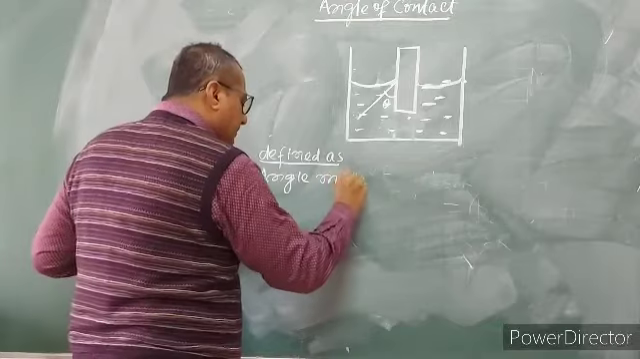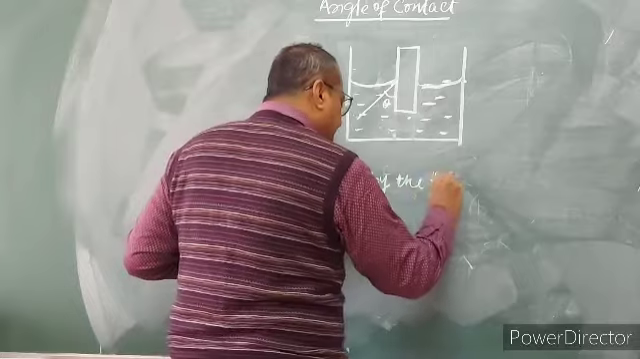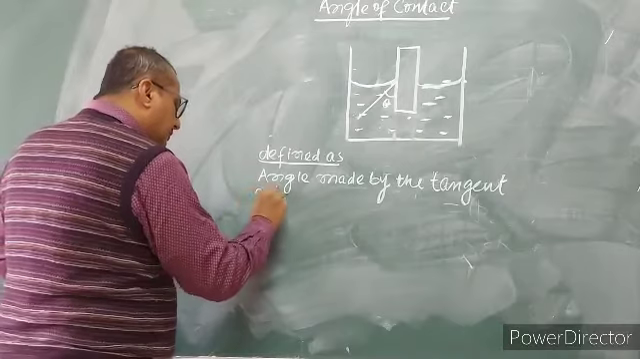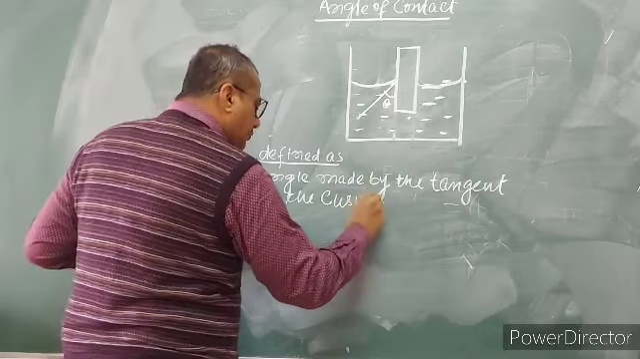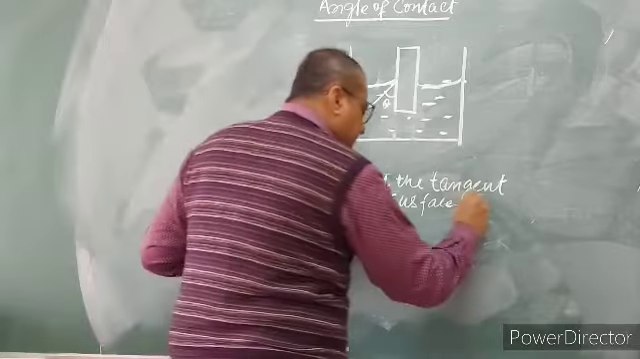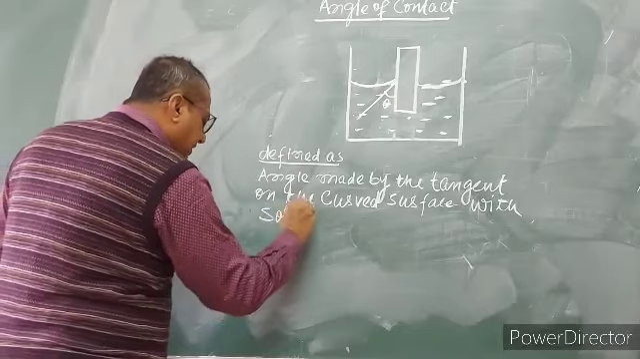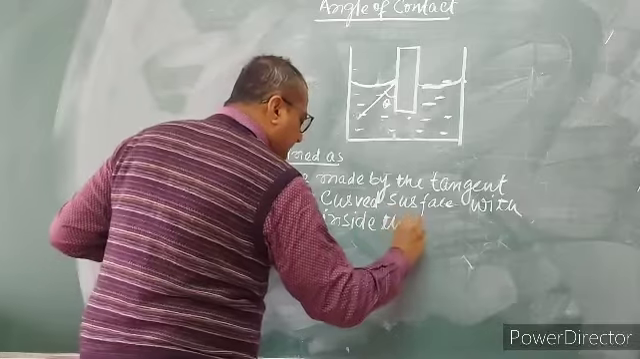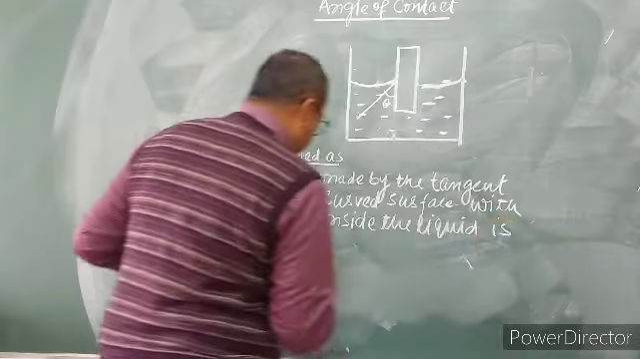Now see, defined as: the angle made by the tangent on the curved surface with the solid inside the liquid is called the angle of contact.